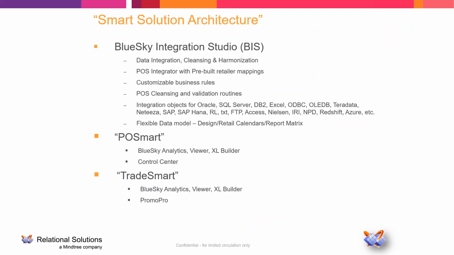So we call our foundation our Smart Solution Architecture, and the core of that architecture is our Blue Sky Integration Studio. We refer to it as BIZ, and BIZ is basically doing all the cleansing and integration and harmonization and mapping of those different data sources. It's where we've got the design, we've already pre-designed retailer mappings to bring in new data from those different sources.